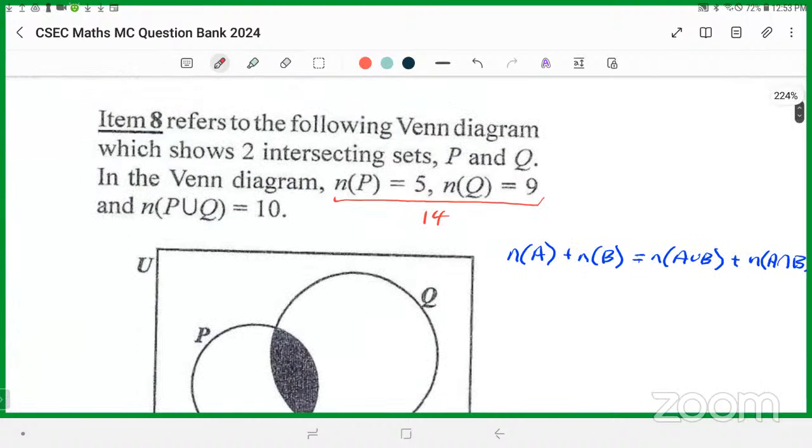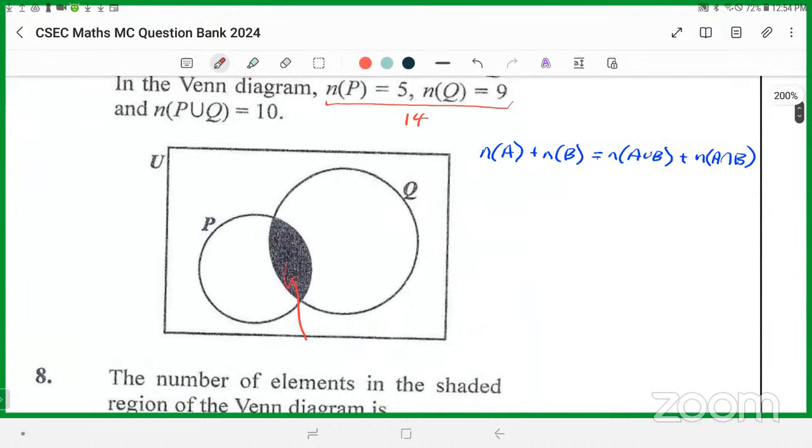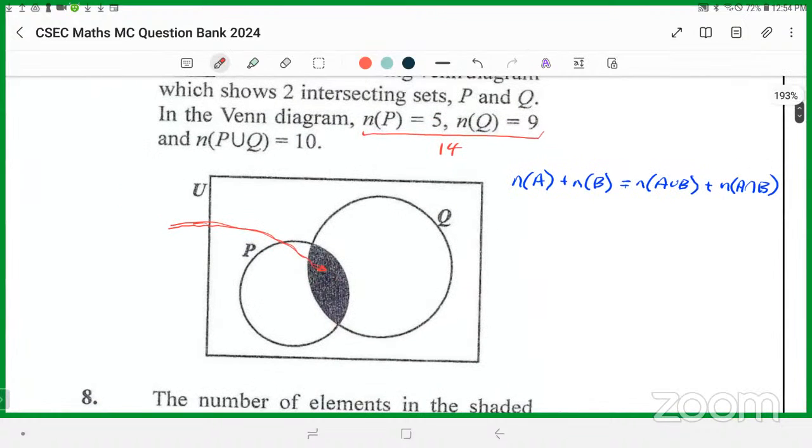So this one and the one that they don't give us, which is the intersection. The shaded region really is the intersection now. The shaded region here is the intersection inside here. It is really P intersect Q.